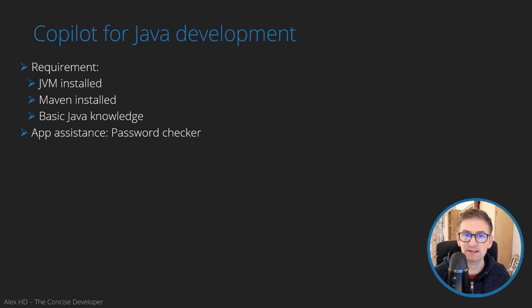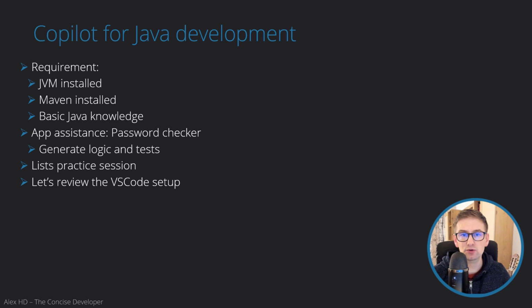Also inside this section we will see the assistance that we get from GitHub Copilot while developing a cool application, a password checker. We will see how we can generate logic, how we can generate unit tests, and also later we will get a practice session with lists and arrays, and we will see the assistance from GitHub Copilot.